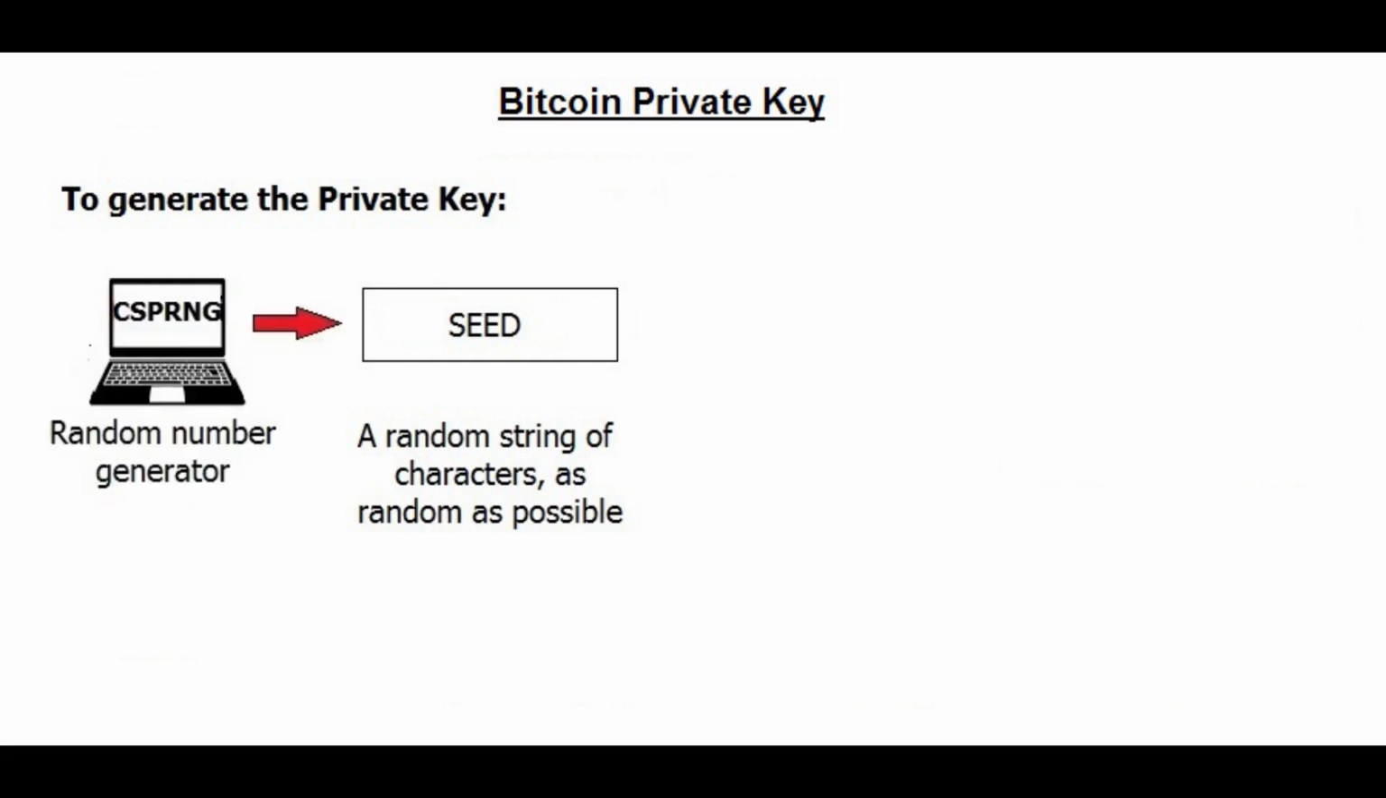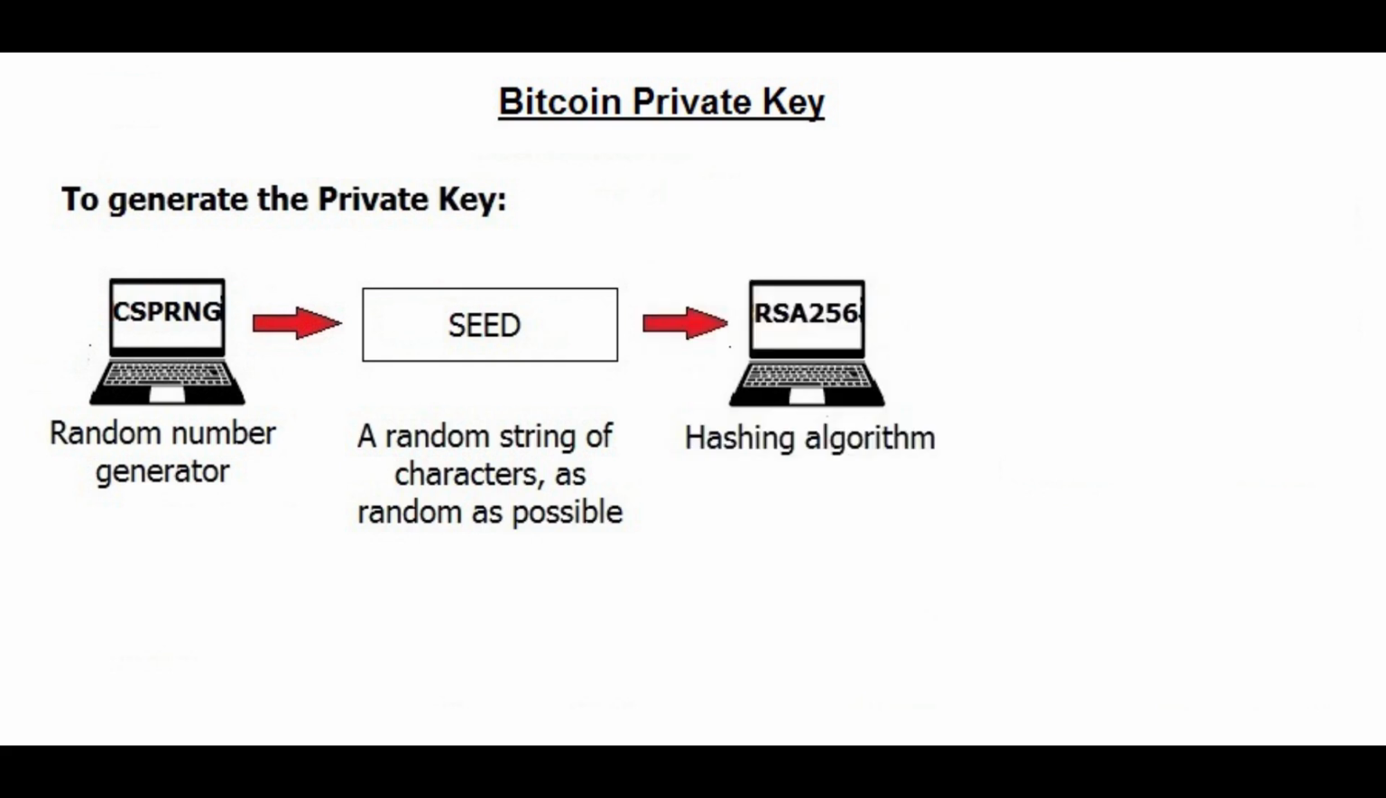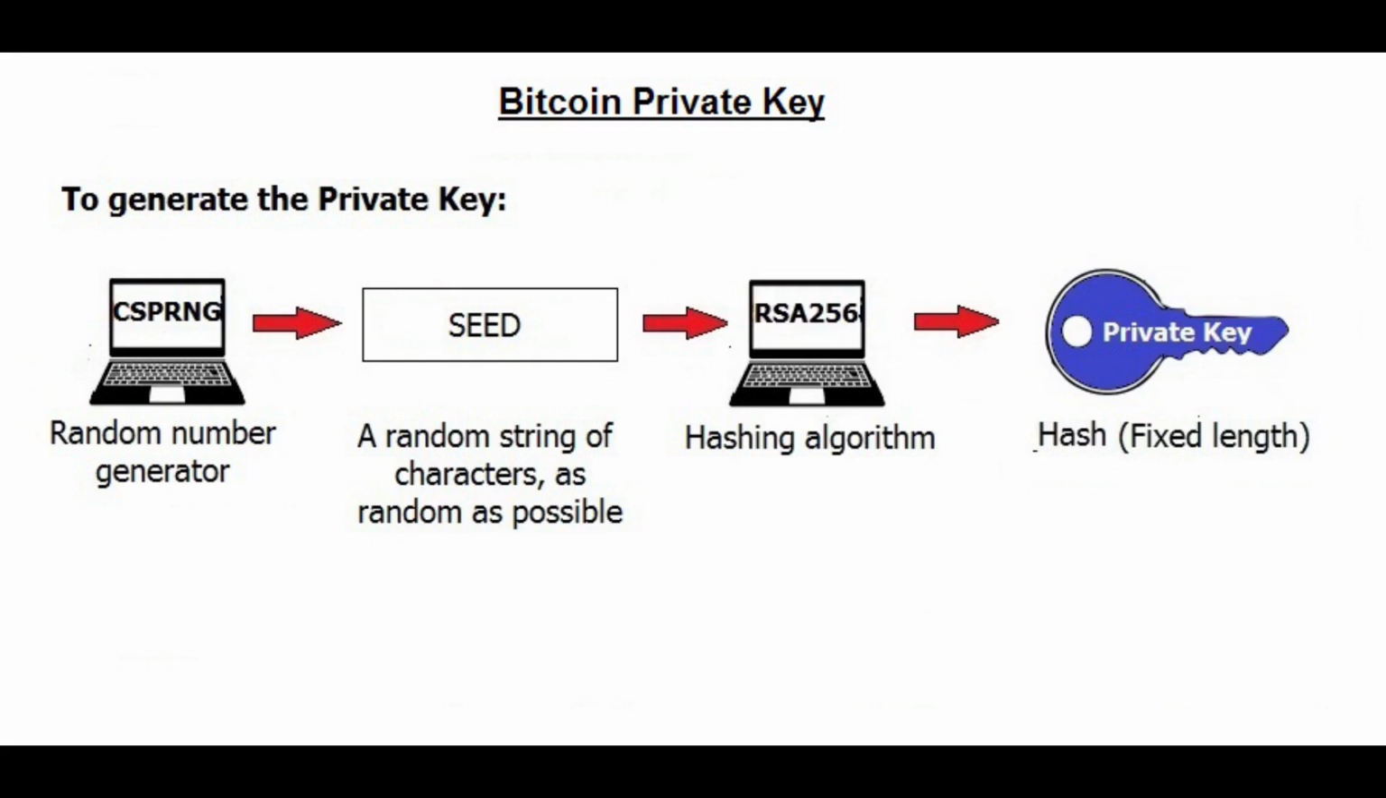To be very secure, most developers use a random number generator. The number generator has to be one that is powerful enough for cryptography work. This is called a cryptographically secure pseudo-random number generator, or CSPRNG. Once the seed is obtained, it is hashed with SHA-256 to generate the private key. The private key is represented in 64 hexadecimal characters of 4 bits each, making its size 256 bits.